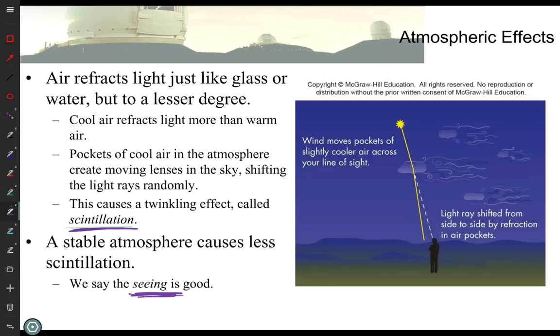And so the temperature above the body of water is pretty uniform and helps to improve the seeing. So when you go out and look at the stars, notice, do the stars look like they're twinkling? Sometimes they'll look like they're twinkling more. That's bad seeing. Sometimes they won't look like they're twinkling at all. That's good seeing.